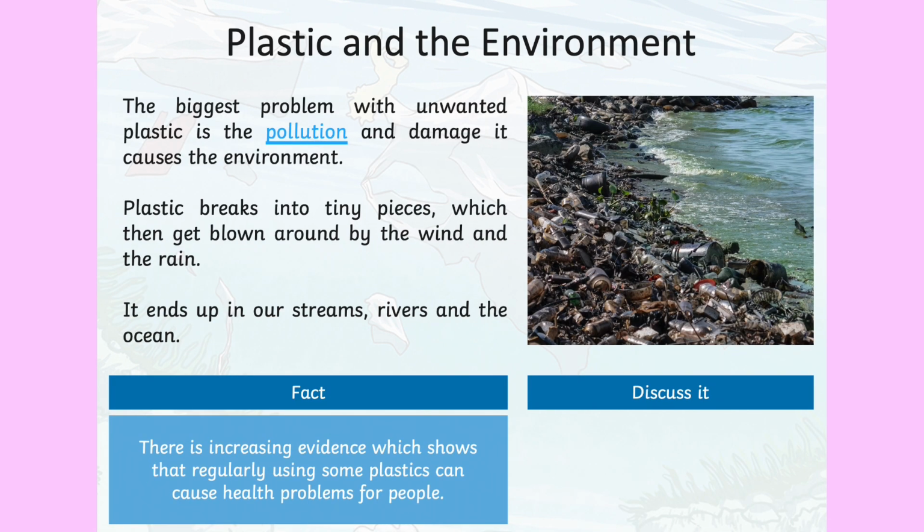So now we're going to talk about plastic and the environment. The biggest problem with unwanted plastic is the pollution and damage it causes the environment. Now I want you to have a look at that little picture on the right. Look at all the plastic on the shoreline of that beach. Can't hardly even see the sand, can you? So plastic breaks into tiny pieces which then get blown around by the wind and the rain. And then, unfortunately, it ends up in our streams, rivers, and the ocean.